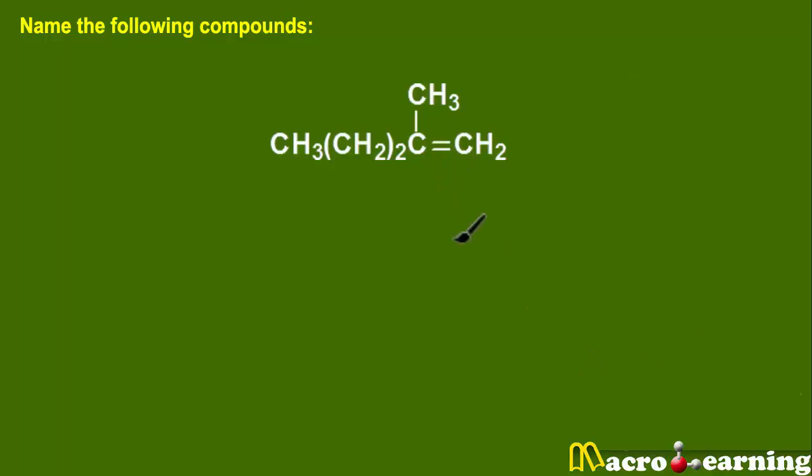Alright, so it's got parentheses. Actually, let's draw out the simplified structure real quick. Okay. So that's where the double bond is. That's the methyl group, right? So 6. Okay.